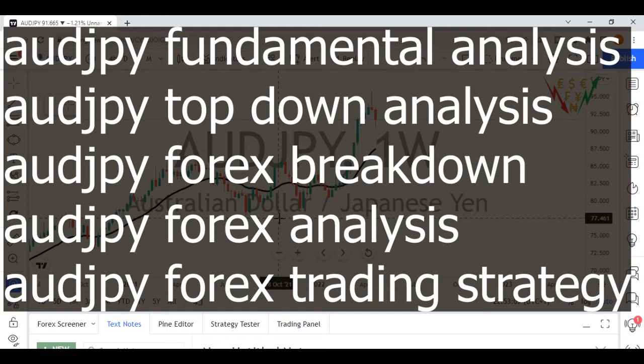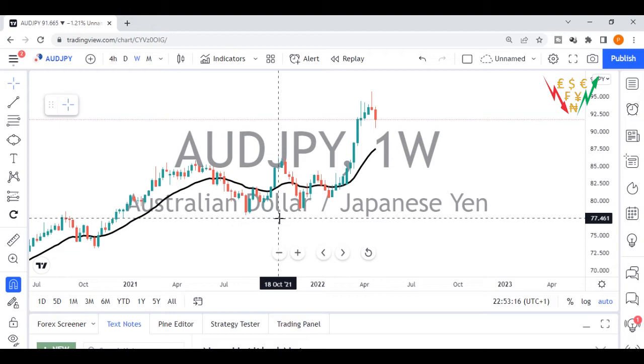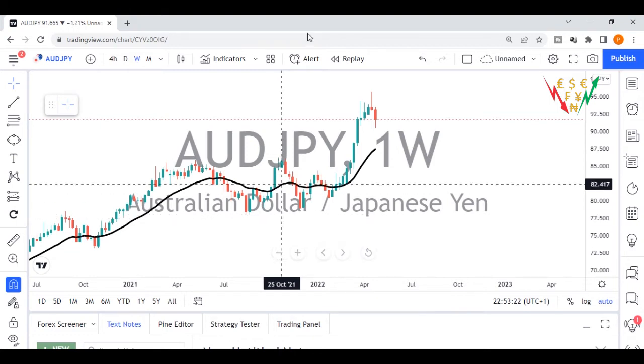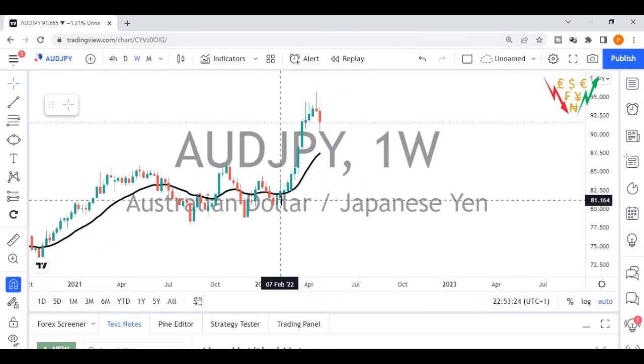And this content is going to be in two sections. After the Forex market analysis, we're also going to share with you a Forex trading strategy for trading the Australian dollar, Japanese yen with other currency pairs. So we hope you'll stick around.